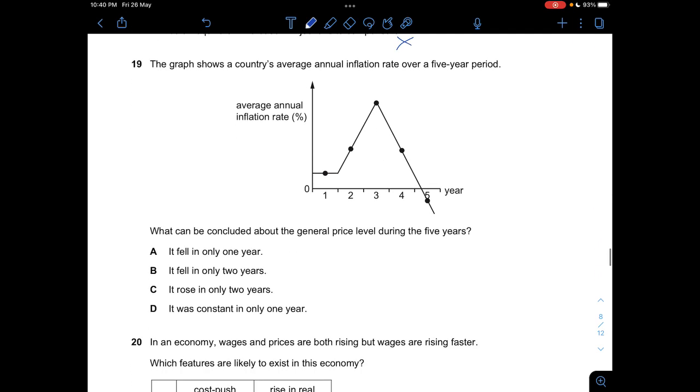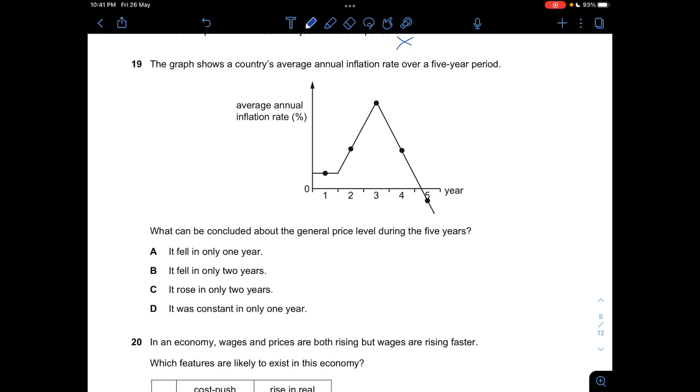Question 19, the graph shows a country's average annual inflation rate over a 5-year period. What can be concluded about the general price level during the 5 years? You can see that in year 1, the annual inflation rate is constant. In year 2, it increases. Year 3, it increases. And then from year 3 to year 4, it decreases. And then until year 5, it's a negative value.